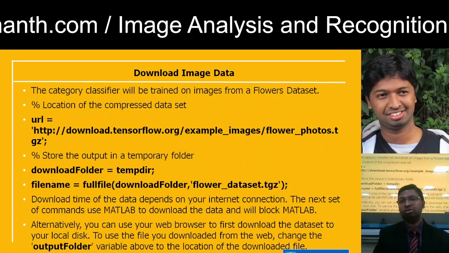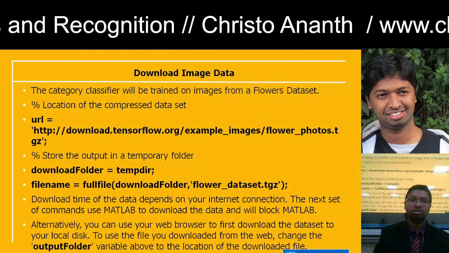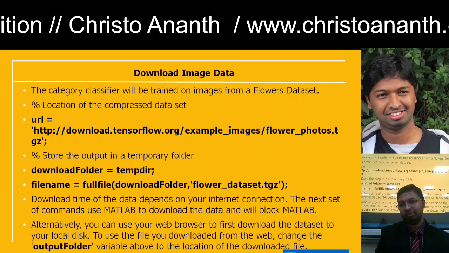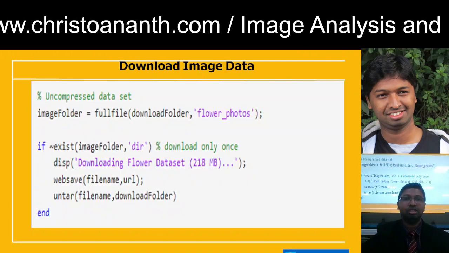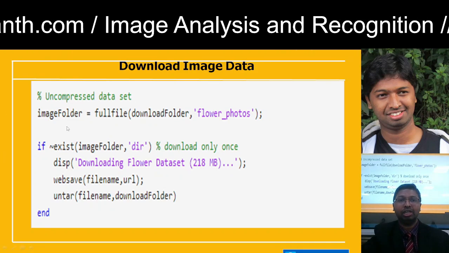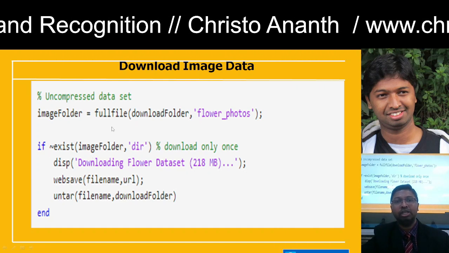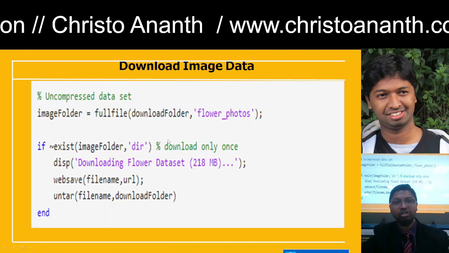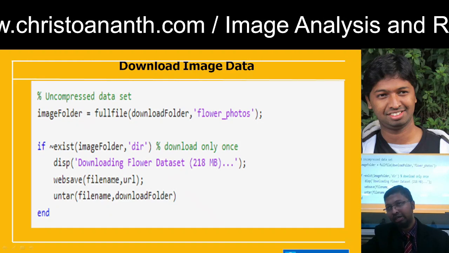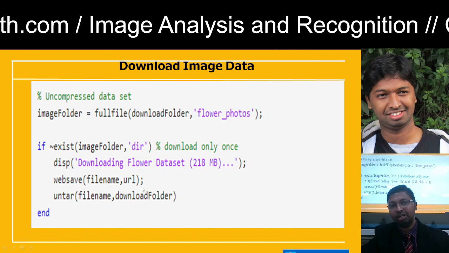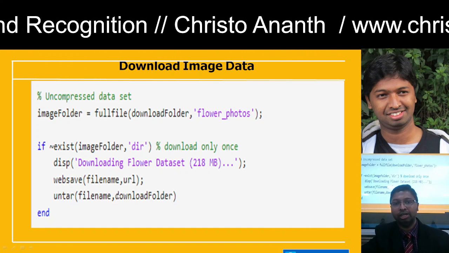Next, you have to download the data and block MATLAB so that it will load fully. You can also go with downloading from the web. In the output folder you are going to change it to the downloaded file. This is the uncompressed dataset, like an image folder, fullfile download folder comma flower_photos. If it already exists, you download only once. Display downloading flower dataset, 218 MB. It will save with websave, file name comma URL. So the URL is going to be saved in the file name, and you have the file name and download folder.